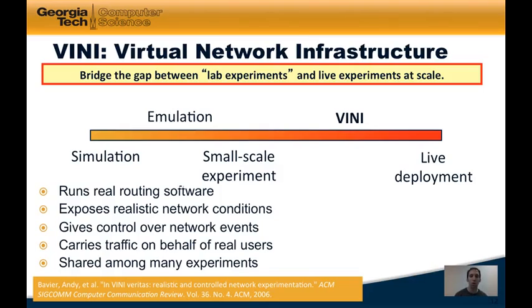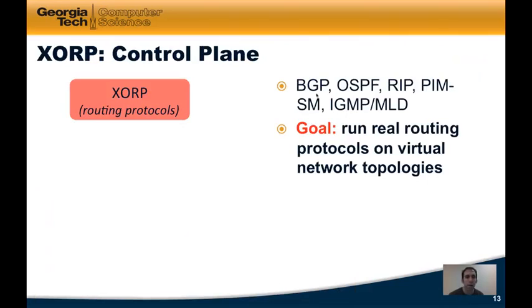It gives control to the experimenter over different network events, such as failures. It can carry traffic on behalf of real users. It can also be shared among many different experimenters. VINI also used a separation of the data and control planes to achieve some of its goals of network virtualization. Its control plane is a software router called XORP, which runs a variety of different routing protocols with the goal of allowing the experimenter to run real routing protocols on top of virtual network topologies.